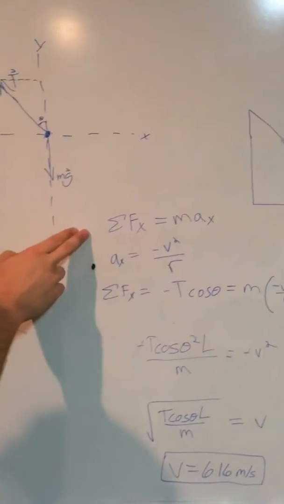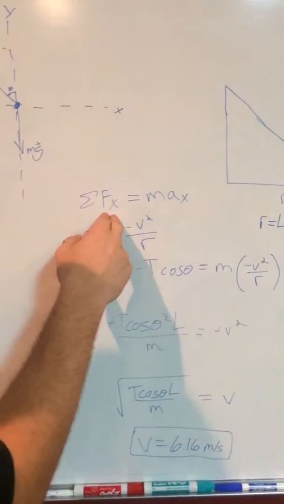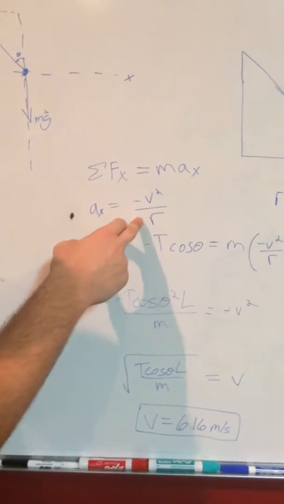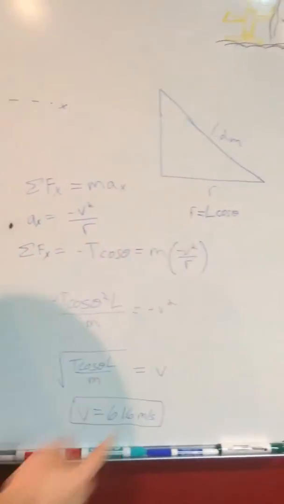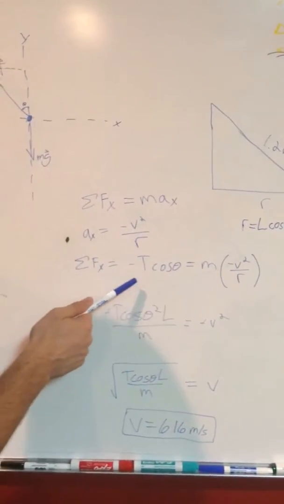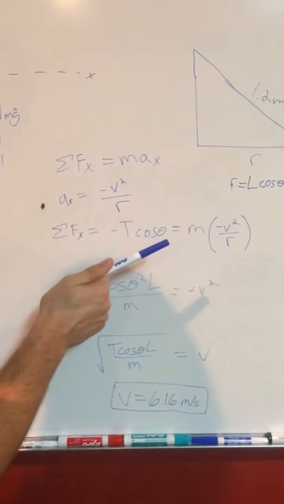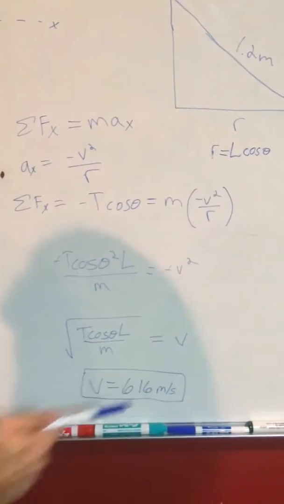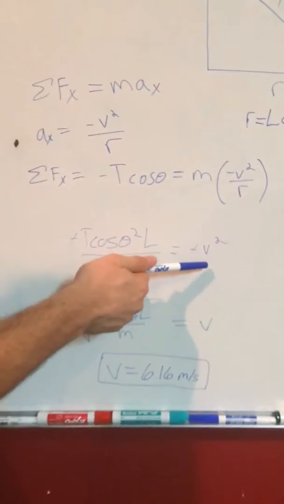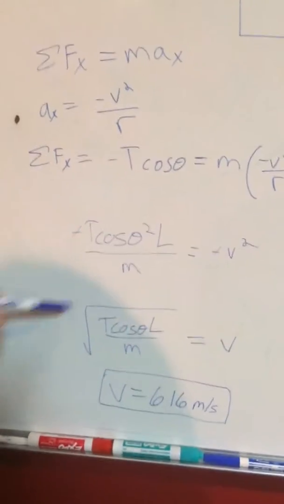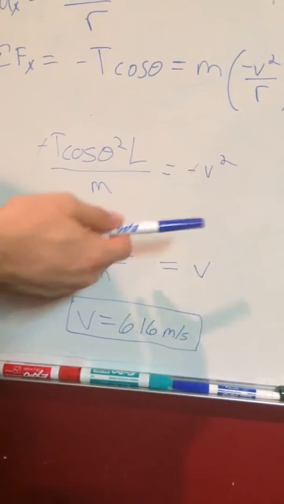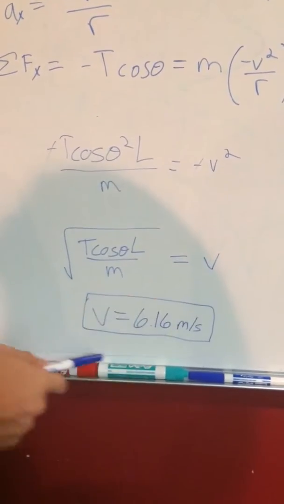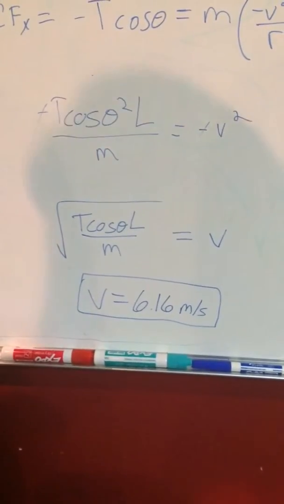And so now we're going to do the x component, and we know that the sum of forces in the x direction equals mass times acceleration in the x, and acceleration in the x is equal to the negative velocity squared divided by the radius, which we found here. So sum of forces in the x direction are negative T times cosine theta, which equals m times negative v squared divided by r. And we want to solve for velocity because that's what we're trying to look for. So the negatives cancel here, and then you can swap everything over to one side, and then you divide by m, and you take the square root to get velocity by itself, and plug in the numbers, and the velocity is 6.16 meters per second.